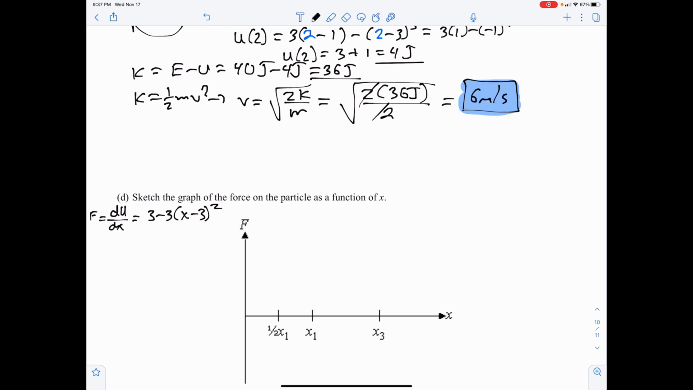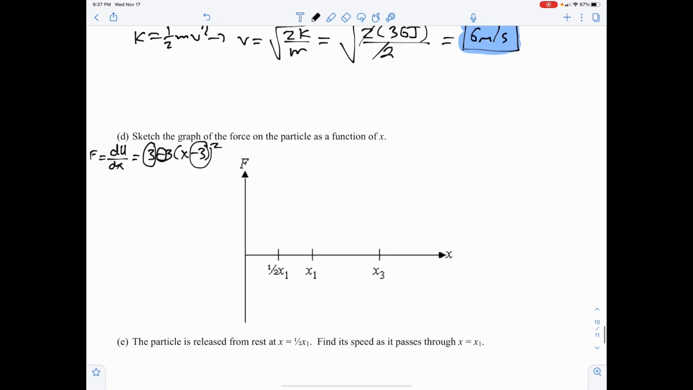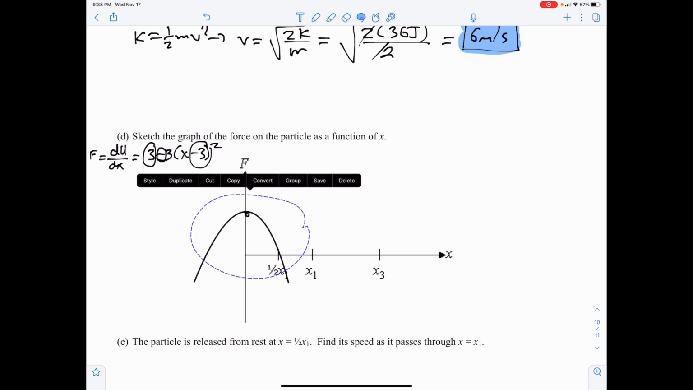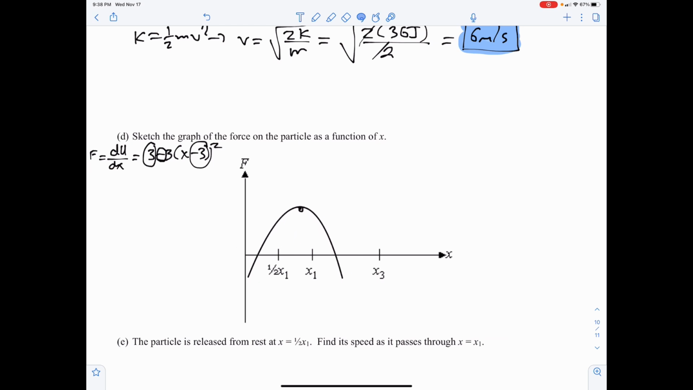And if you look, this is also going to be a negative parabola shifted up 3 units and shifted over 3 units to the right. So normally, an upside down parabola would be right there. So what we're going to do is take that and shift it up 3 units. That would be the 3 in front, and then we're going to shift it over 3 units.